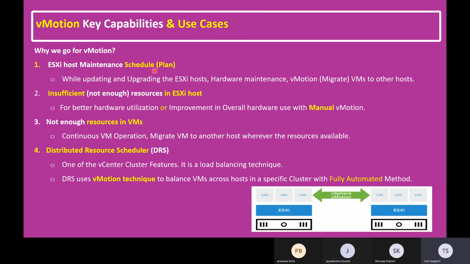ESXi host maintenance schedule. Let's say in this diagram we have two ESXi hosts and each ESXi is running three virtual machines. Suppose in future I want to update my ESXi host version. Let's say my current ESXi host is running 7.0. I want to update the patch from 7.0 update 1 to 7.0 update 3. While updating your ESXi host patch, it definitely requires a host restart, and we need to place the host into maintenance mode before restart. So while you are placing the host into maintenance mode, there are powered on virtual machines. So what do you do when the virtual machines are in power on state?